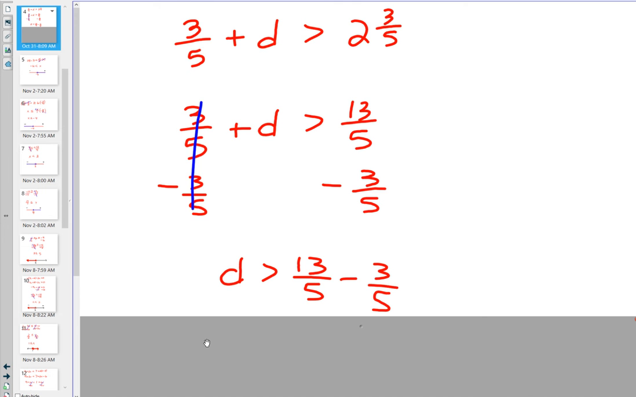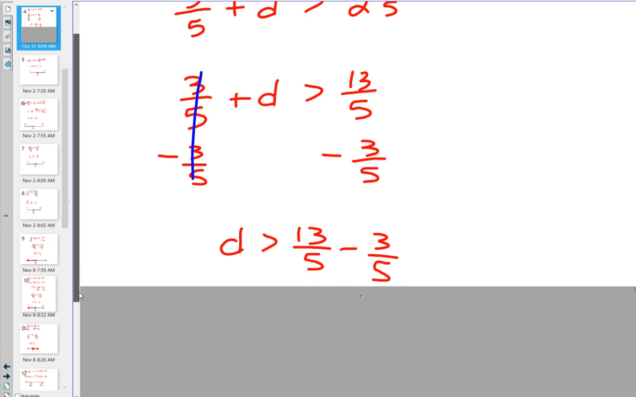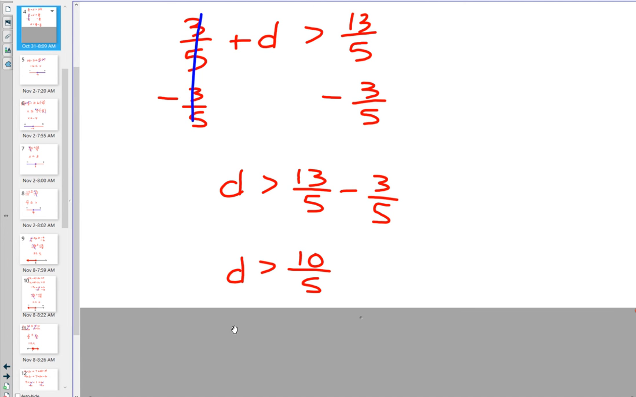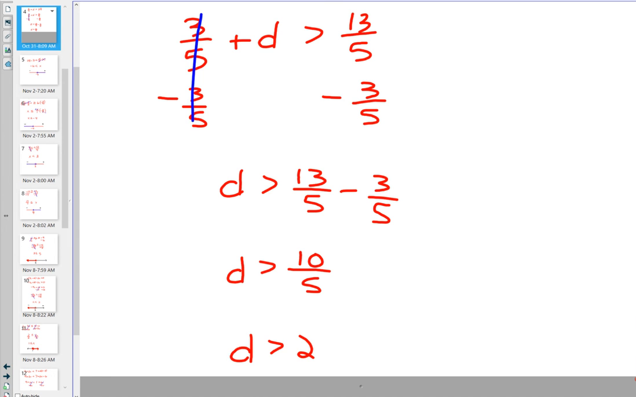Yeah, the denominators are the same. 13 minus 3 is 10, and besides the fact that the denominators were the same, it also works out nicely because I have two numbers that are divisible. 10 divided by 5 is 2. You're right.